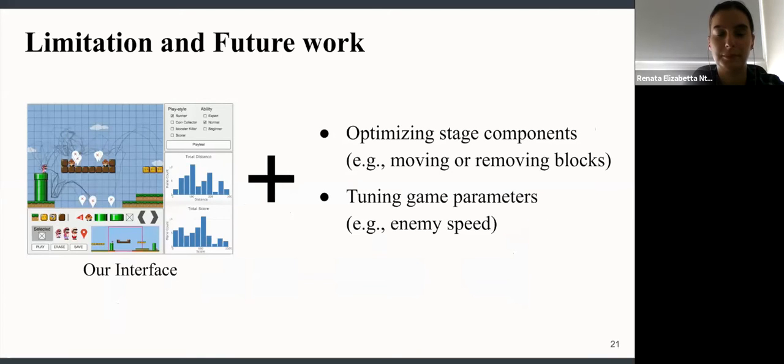Lastly, I explain some limitations and future work. Our system focuses mainly on the visualization of playtests with bot play styles and skill levels. Therefore, users can only set up bot play styles, skill levels, and the design of the stages. However, it may be interesting to explore the possibility of extending it to include auto-tuning tools for optimizing stage components and tuning game parameters in the future.